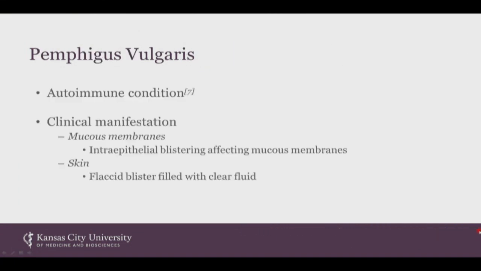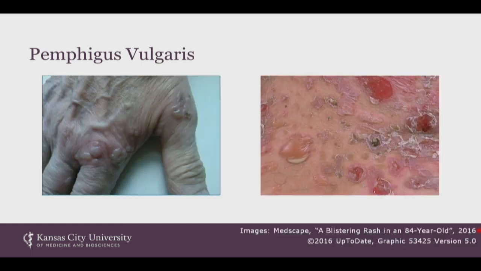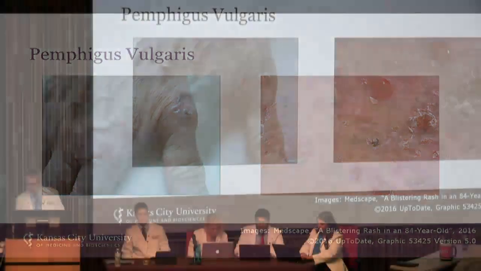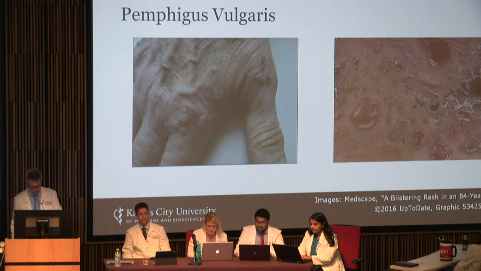All right, pemphigus vulgaris is an autoimmune condition. Its clinical manifestation is intraepithelial blistering in the mucous membrane and skin. These blisters will be flaccid and filled with clear fluid. This here is a picture of pemphigus vulgaris with a bulla here, as well as exposed skin from an excoriated blister.